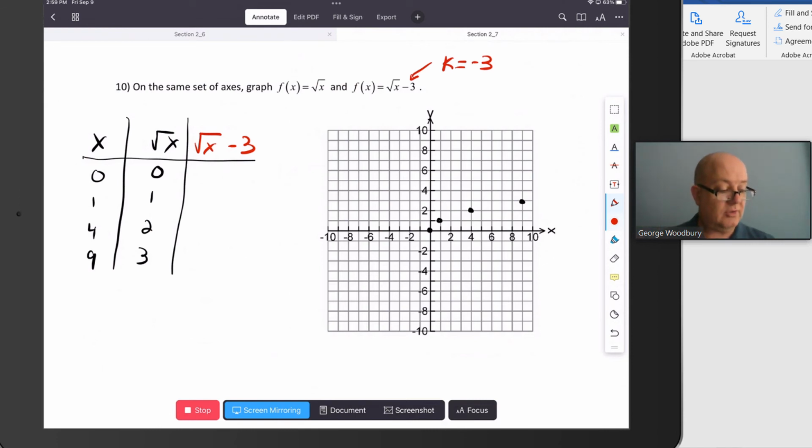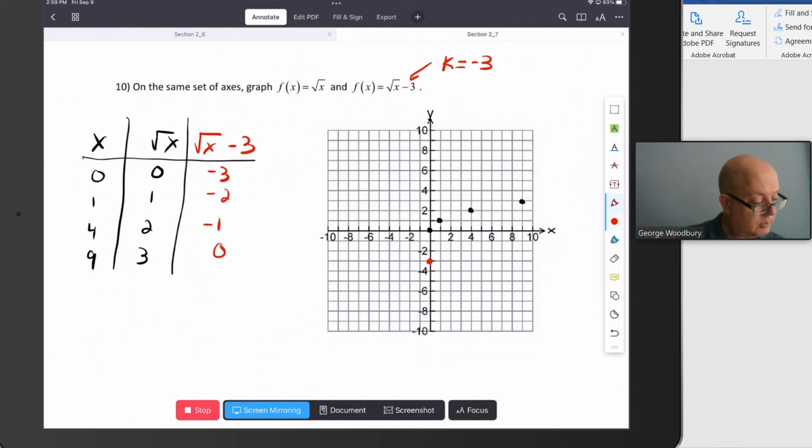So when x is 0, now we'll get negative 3. When x is 1, we'll get negative 2. When x is 4, we'll get negative 1. And when x is 9, we'll get 3 minus 3, or 0. So all these are moving down 3 units.